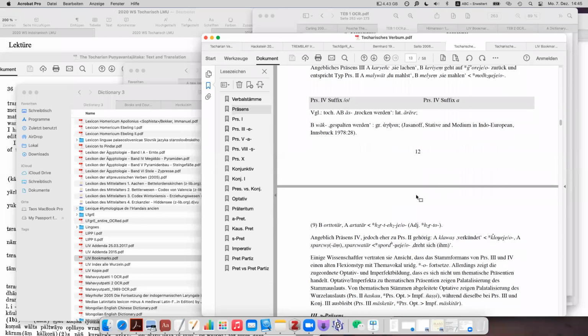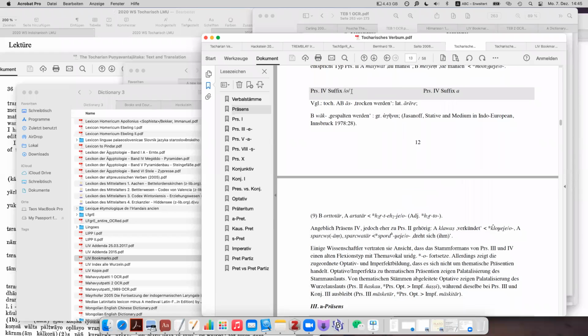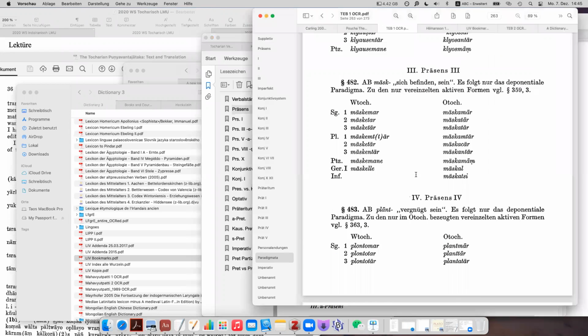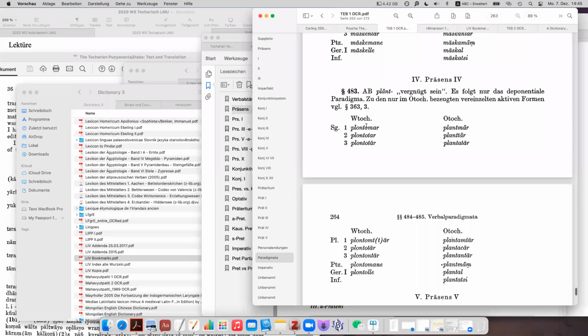Okay, and then the fourth class, the marker, the typical suffix, is actually -or for B and -a for East Tocharian. You can find the examples here. The root plant, meaning "vergnügend sein" (to be pleased). In Tocharian B, it's called plontomar, and in Tocharian A, it's plantmar.